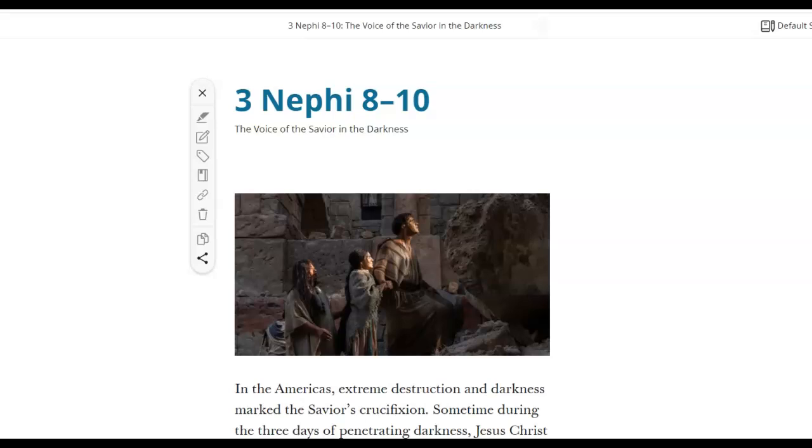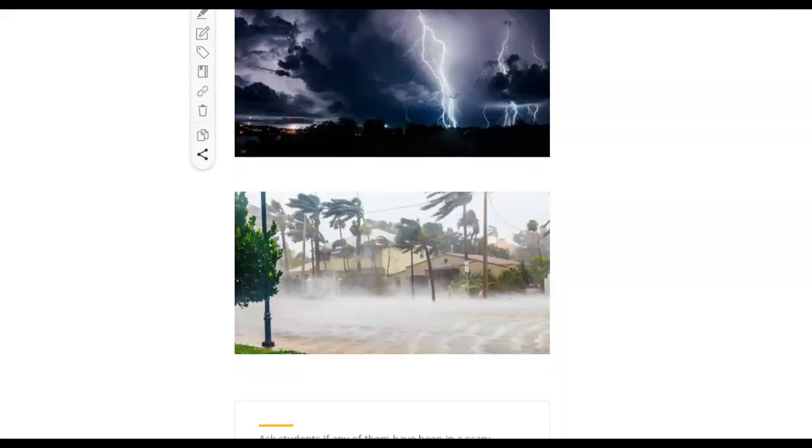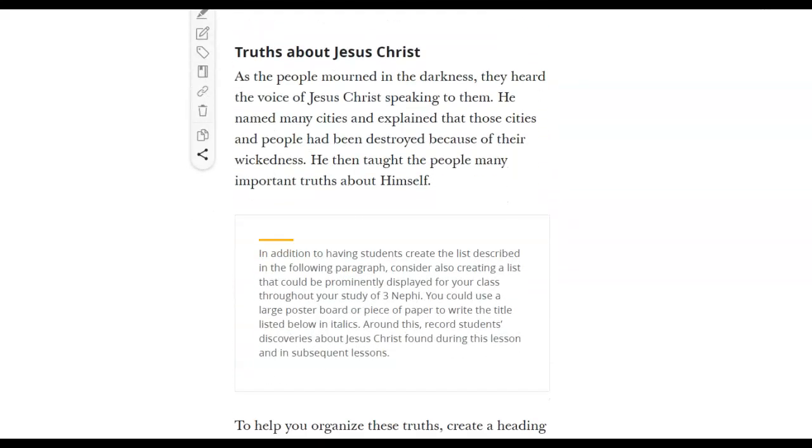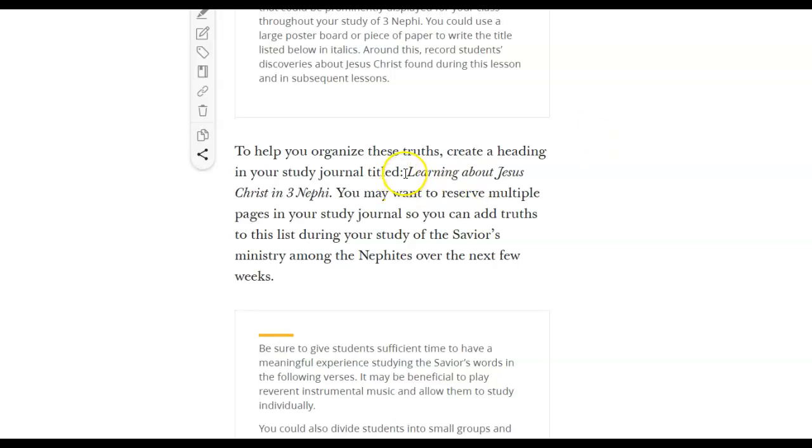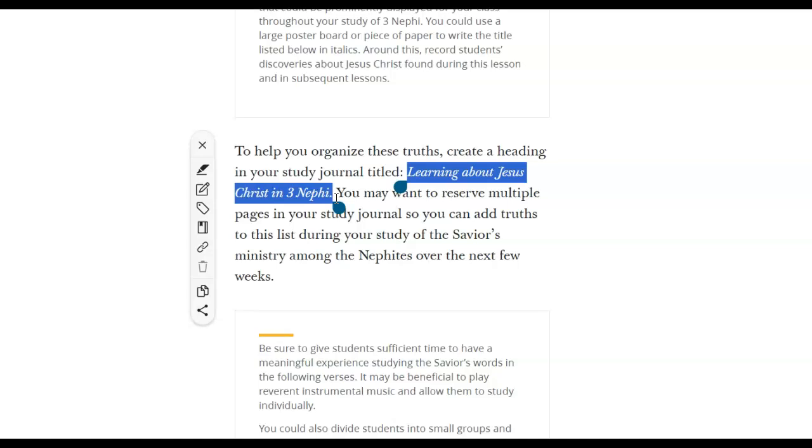Okay, so we're here in 3rd Nephi, chapters 8 through 10. Let's scroll down until we get to this section of the lesson called Truths About Jesus Christ. In this section, the students are invited to open their study journal and label this entry, Learning About Jesus Christ in 3rd Nephi. And it says that they'll be adding to this journal entry for the next several weeks, so to make sure they have several pages set aside for this.